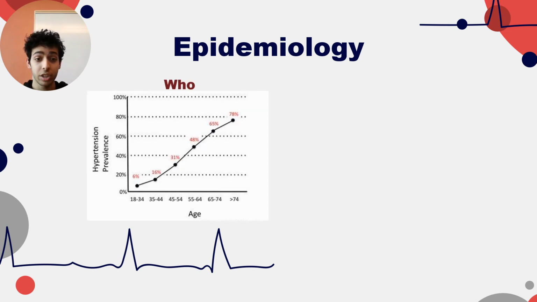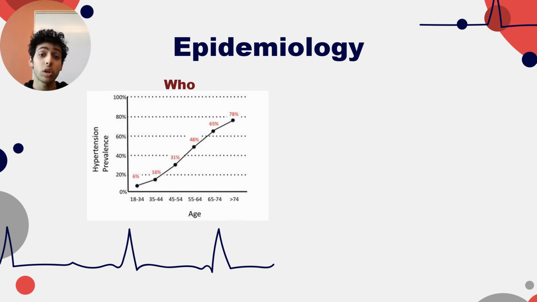So now we're going to move on to who is more affected. As you can see here by the picture, hypertension increases as age increases. The most common is in older postmenopausal women. The reason is that after menopause, there's a decrease in estrogen, which is a protective factor for the heart, and this increases the risk of developing hypertension.